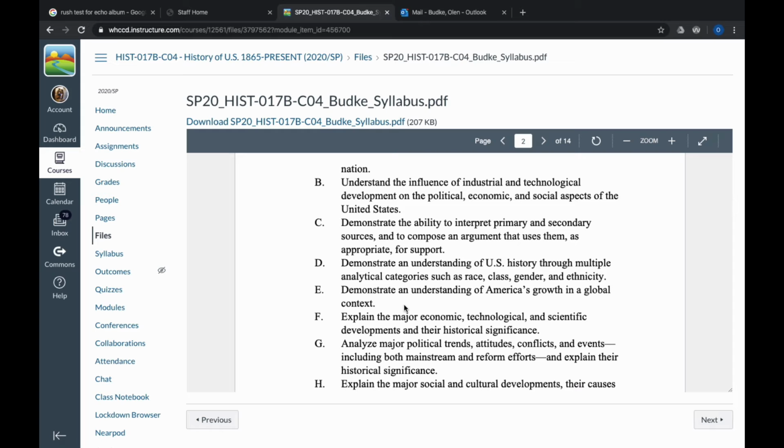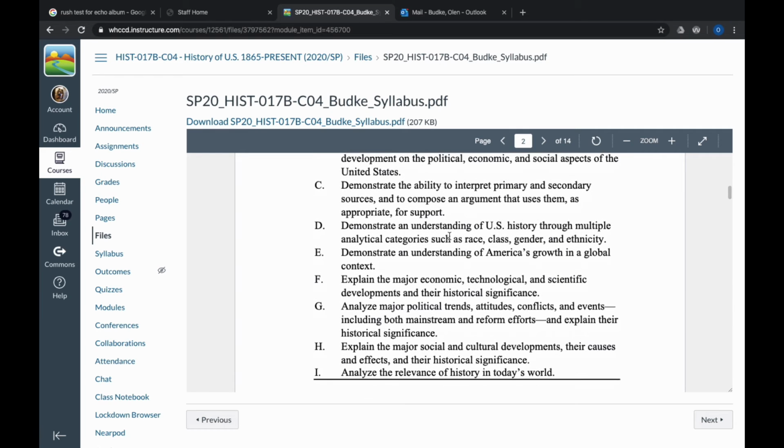Your textbook, something that's written about the past, but in the present or far after the time period that we're studying, that's considered a secondary source. So you need to demonstrate the ability to interpret both of those types of sources and then compose an argument that uses them as appropriate for support. We will be doing that regularly in our week-to-week source analysis assignments, but you'll also do that in your research paper.